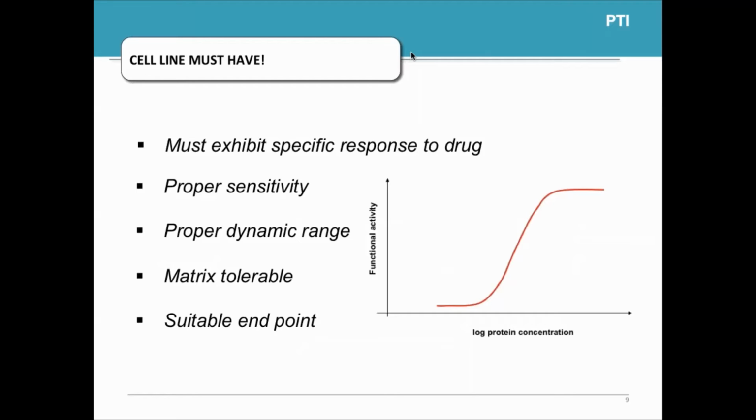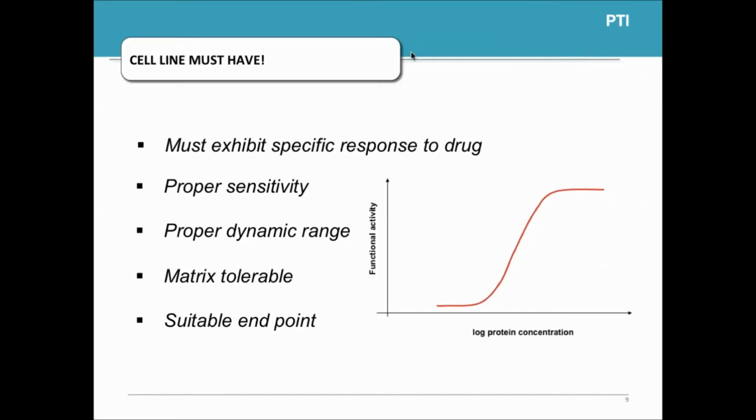There are multiple ways you can obtain a cell line. It could be homemade or it could be purchased from a vendor. But in any case, you need to make sure that your cell line has certain must-have characteristics. For example, it should exhibit a specific response to the drug. It seems obvious, but it's always good to write it down as well.